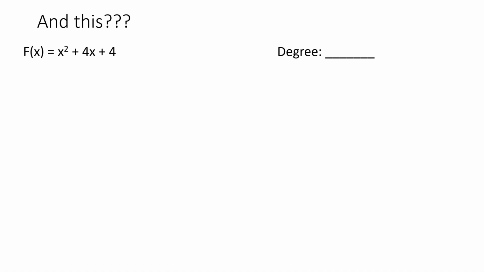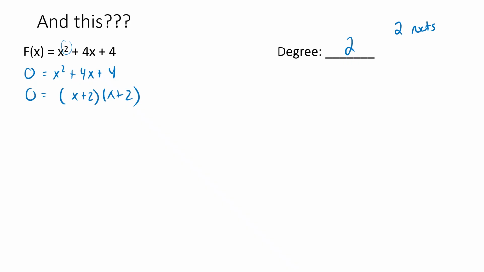All right, now let's take a look at this one. So we're exploring some of the weird things that can happen. This is degree 2, so we are expecting 2 roots. Well, this one is factorable. So I set the function equal to 0, and this one I can factor, but what happens is I get the same factor twice. And so we can have x plus 2 equals 0, and then we have this duplicate x plus 2 equals 0.